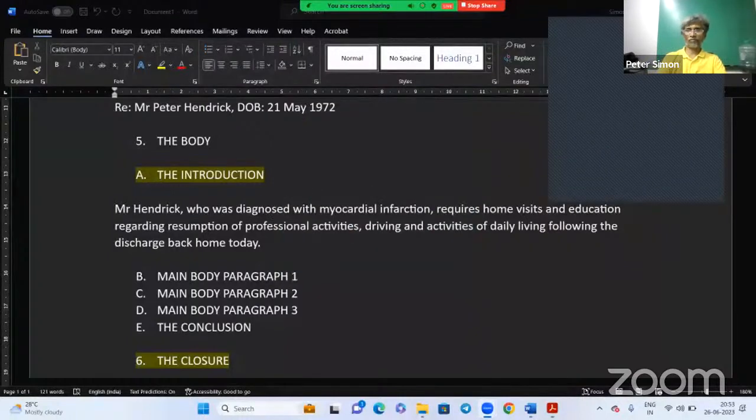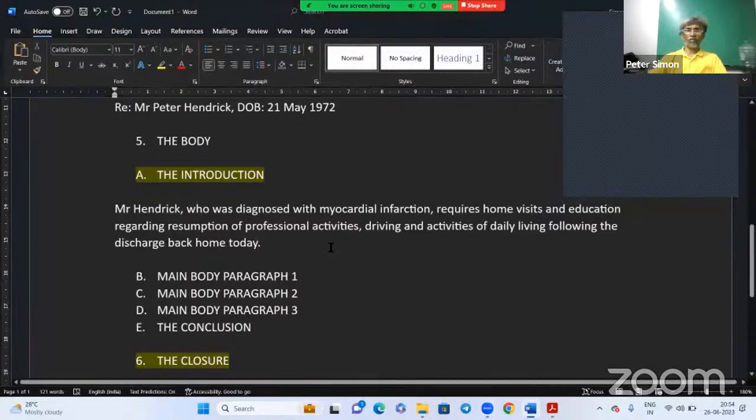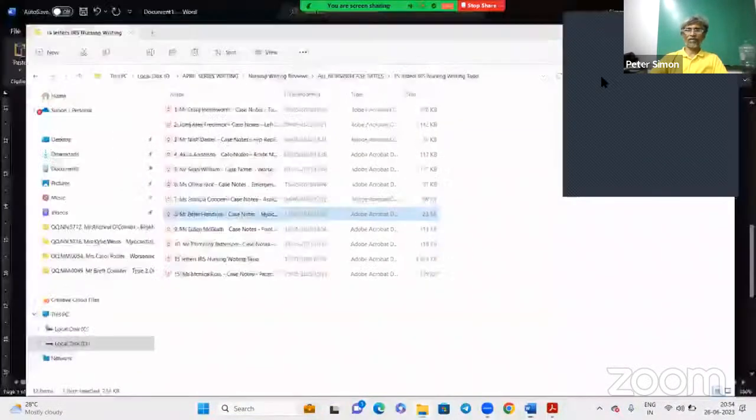Okay, clear? So yes or no? Any doubts? Ask me now, because we are going into the body of the letter. Mr. Hendrick, name of the patient, who was diagnosed with myocardial infarction and requires what? Purpose. Home visits and education regarding resumption of professional activities, driving, and activities of daily living.